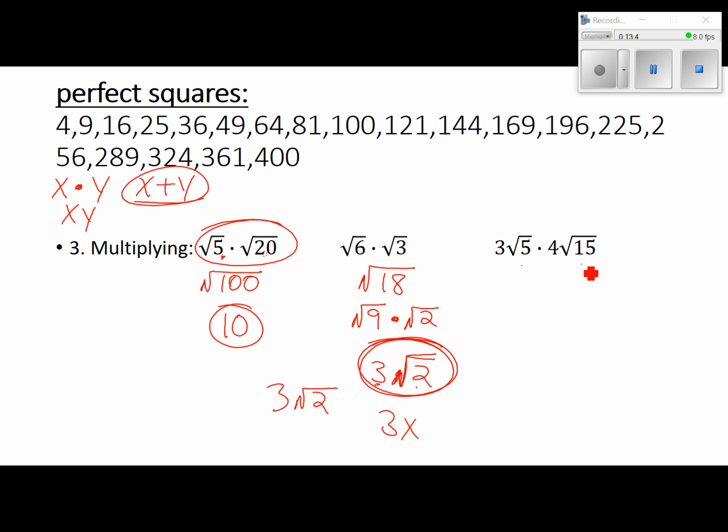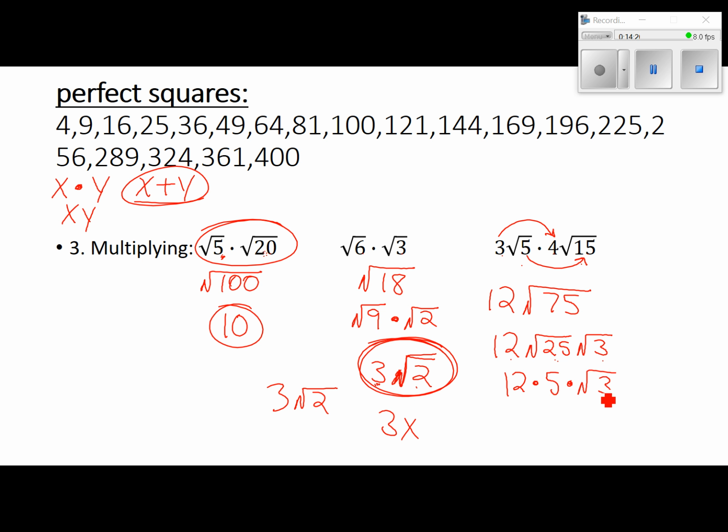If we have something like this and we're just multiplying, you multiply the regular numbers and you multiply the numbers under the radical. So 3 times 4 is 12. That's still outside. And then inside, 5 times 15 is 75. So it's 12 times the square root of 75. Well, 75 will simplify down, so I'm going to break it down into 25 and 3. So we've got 12 times the square root of 25 times the square root of 3.